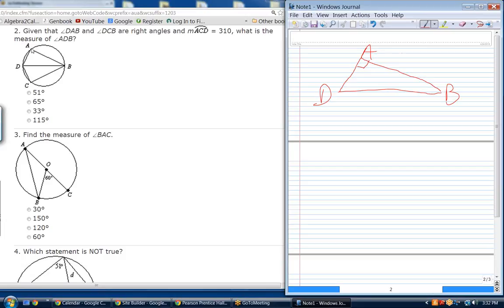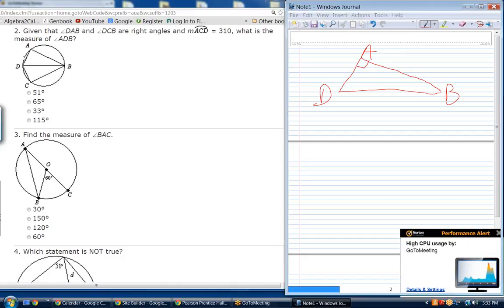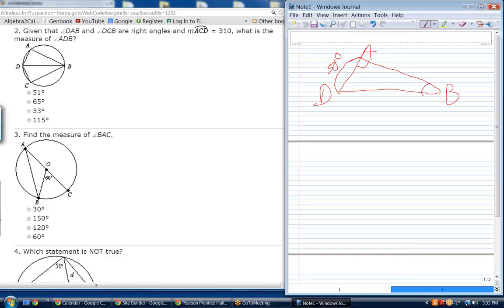So they've given us the measurement of ACD. It's odd that they call it ACD. I guess that's from this point all the way around to this point. So therefore, what is the measurement of this arc AD? Wouldn't it just be 50 then? Okay, so if I draw that arc, that's 50 degrees, making this angle be what? 25, because it'd be half, right?